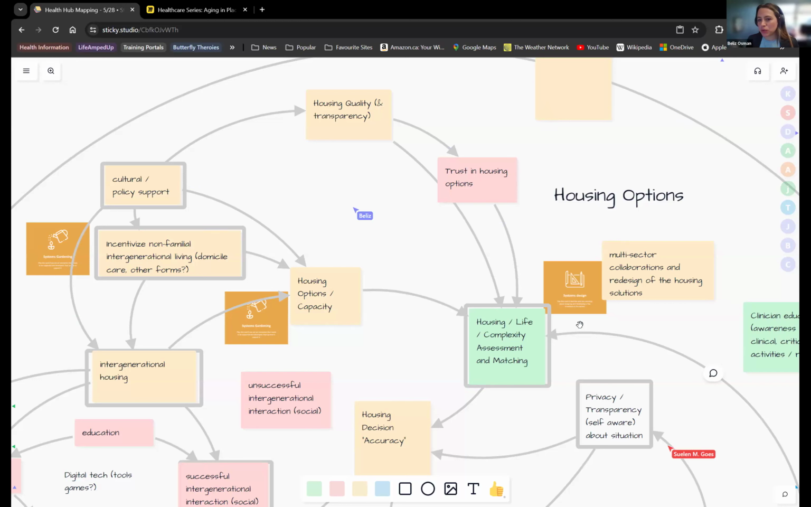And just a process question, maybe: when you say multi-sector, in your mental model, what are all the sectors that have to come together to make that work? So I had health in there, but housing, education. Those were the three that popped in my mind. Yes.